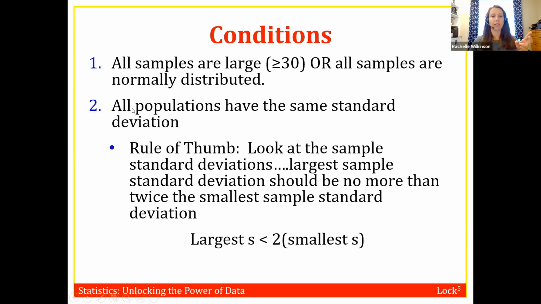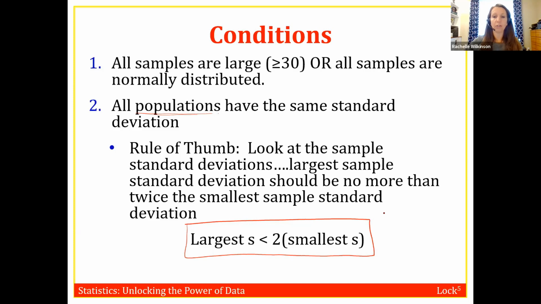The second condition is that all populations have the same standard deviation. Obviously we don't know the population standard deviations, but we can look at our sample standard deviations, and if they're pretty close, then we're going to say, okay, we meet this condition. By pretty close, we have a rule of thumb: if the largest sample standard deviation is no more than twice the smallest sample standard deviation, then we're going to say that we meet this condition.